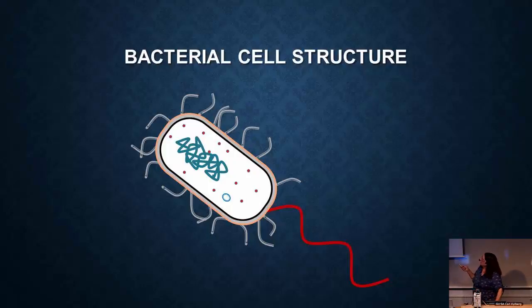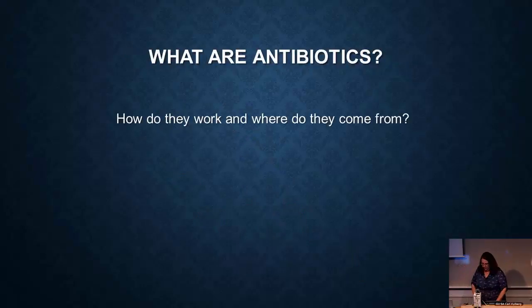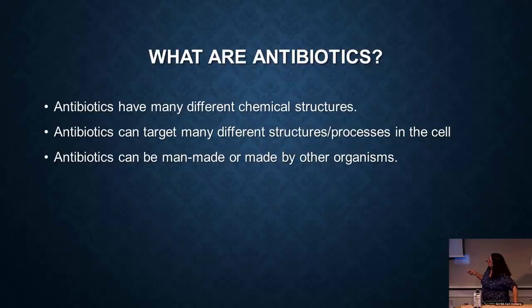So what are antibiotics? How do they work and where do they come from? I'm not going to get through all of this, but I'm going to do part of it. Antibiotics have many different chemical structures, and they can target many different structures or processes in the bacterial cell. Antibiotics can be man-made or made by other organisms, for example, some fungi or other bacteria.